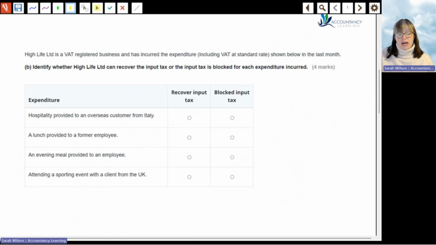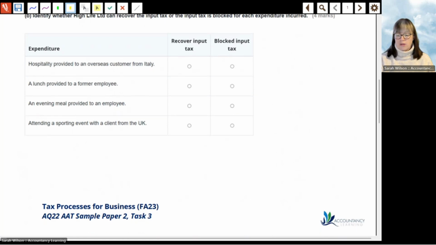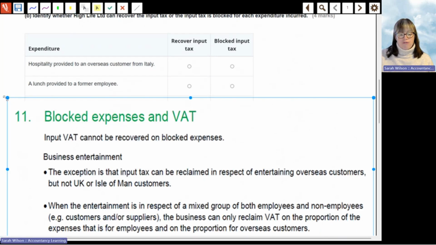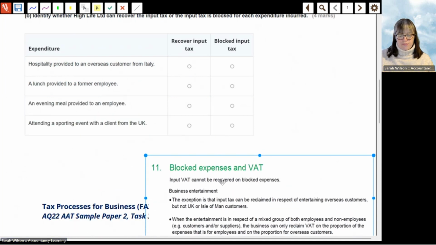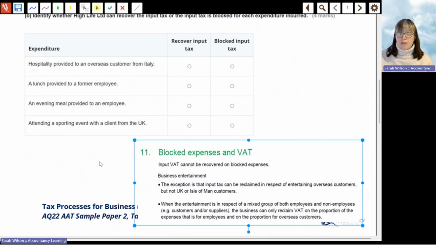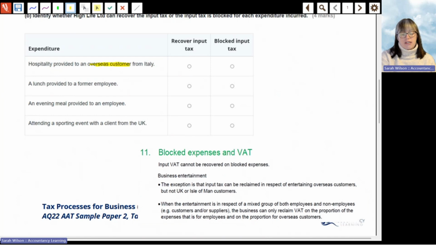So for this, we are going to have a look at some reference material as well. And we can look at reference material 11. So business entertainment, so hospitality that we provide is business entertainment. And in the question, we can see that it's to an overseas customer from Italy. So we can see here that the exception is that input tax can be reclaimed in respect of entertaining overseas customers. So for this one, as a standard rule, business entertainment, you cannot claim the VAT back, but if it's for overseas customers, you can.